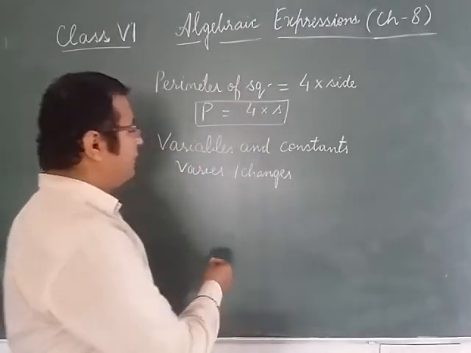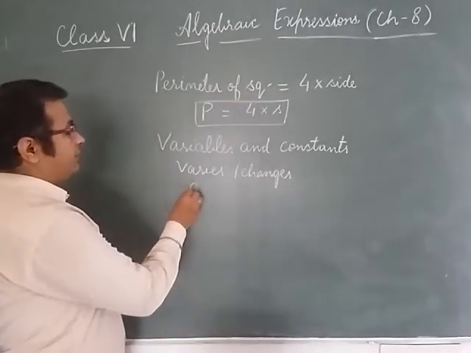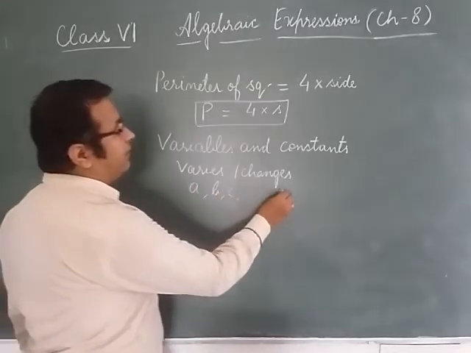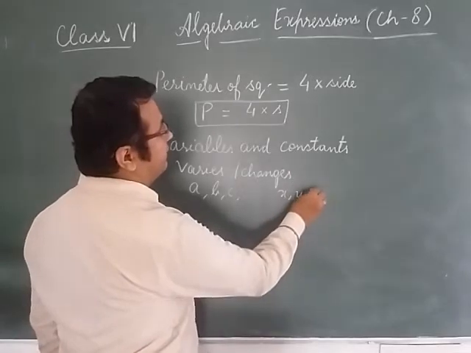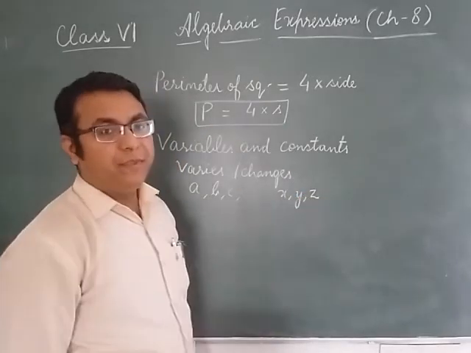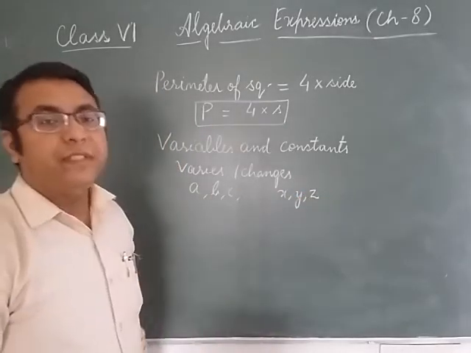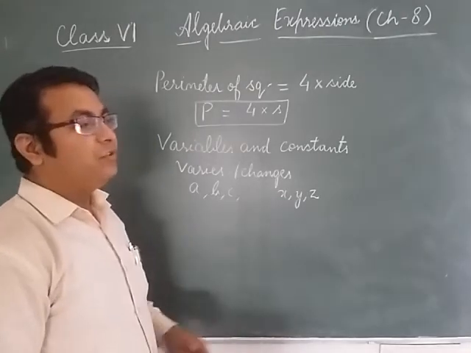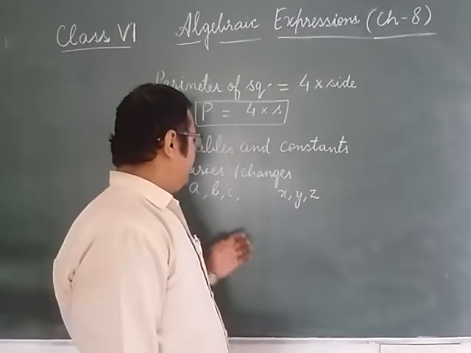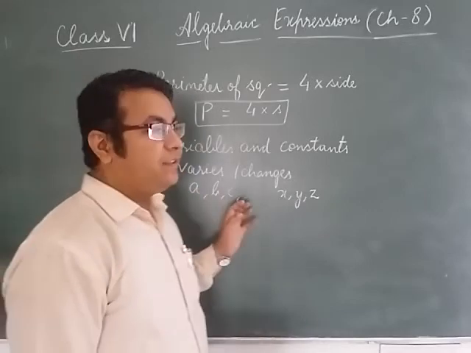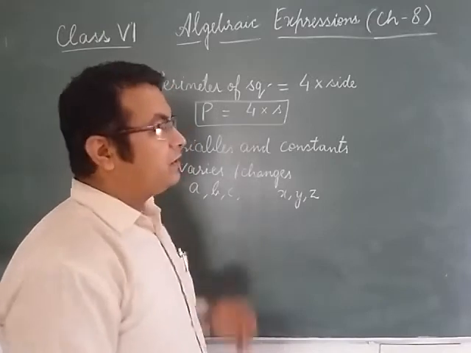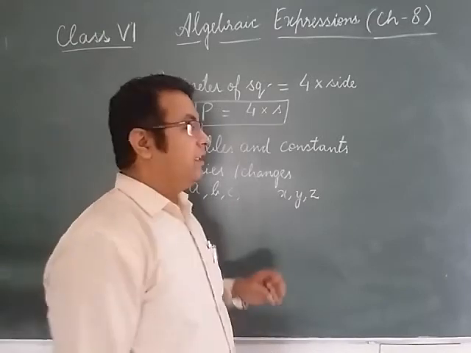For example, all the letters of the English alphabet, A, B, C, X, Y, Z, they are all variables. Their value keeps on changing. We don't know what will be the value of A. Okay, it depends on the expression. So the value of these symbols or letters will keep on changing. So they are called variables.